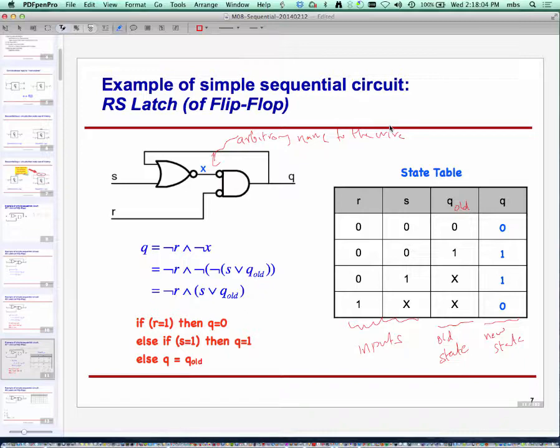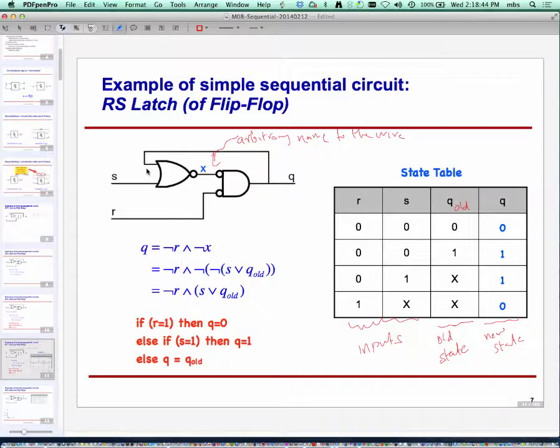The value it will have at any given point in time would be the NOR of S and the current value of Q. X at any given point in time is a NOR of S and Q, and Q in turn is a NOR of X and R. That's the feedback effect. We don't have a truth table anymore. We have this state.